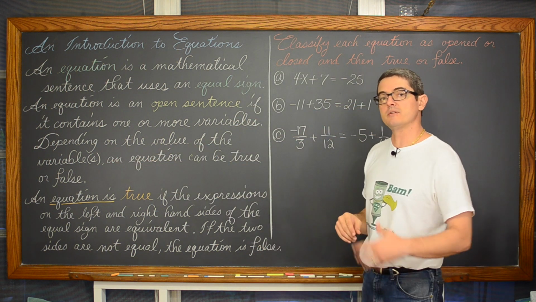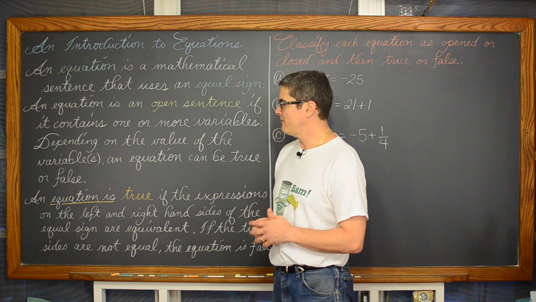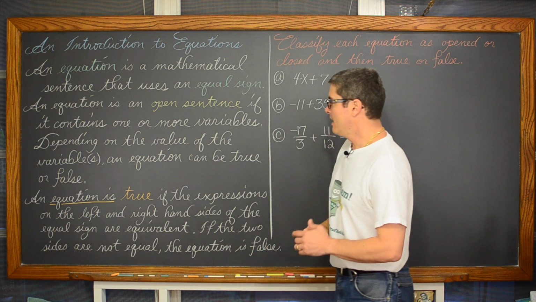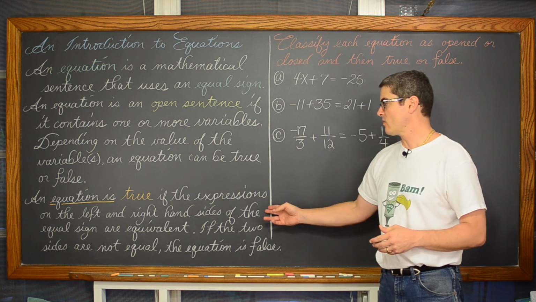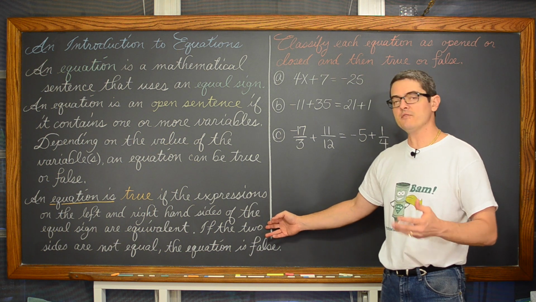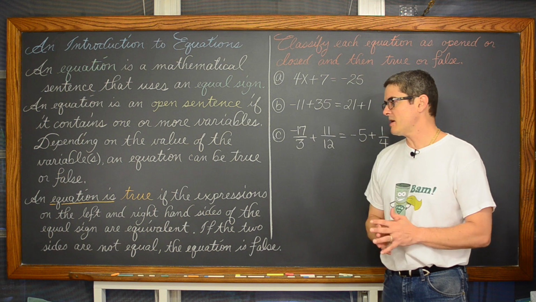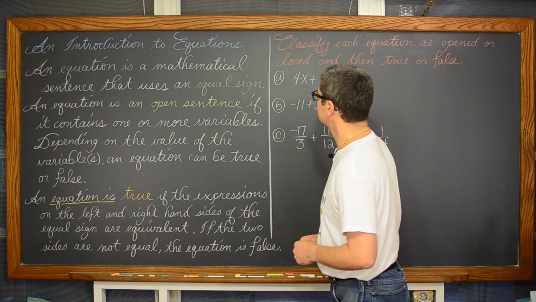Depending on the value of the variable or variables, an equation can be true or false. And since we're just beginning our study of algebra, all of our examples are only going to have one variable. An equation is true if the expressions on the left and the right-hand side of the equal sign are equivalent. They work out to be the same number on both sides. If the two sides are not equal, then the equation is said to be false.